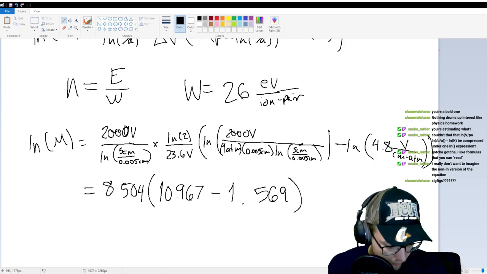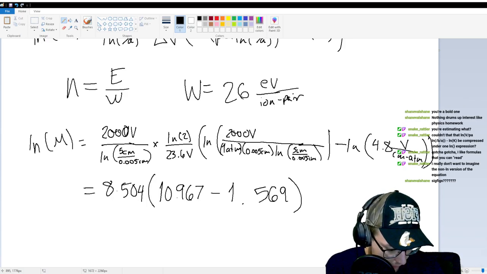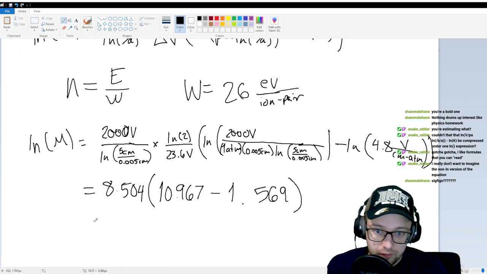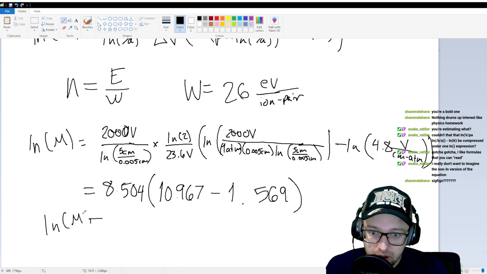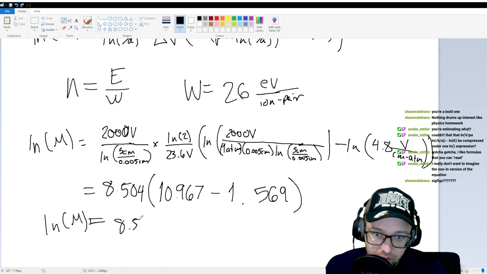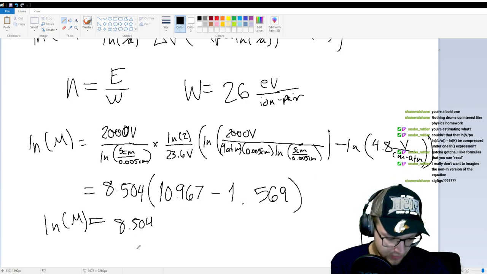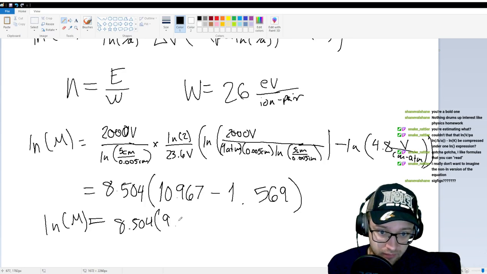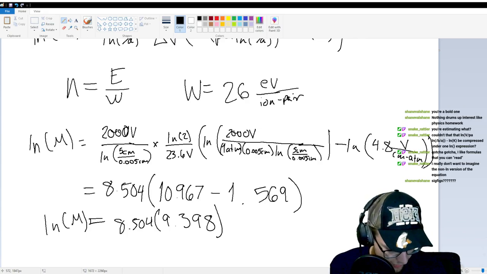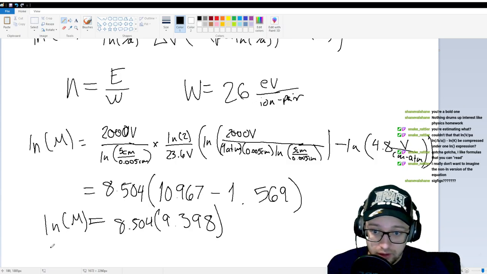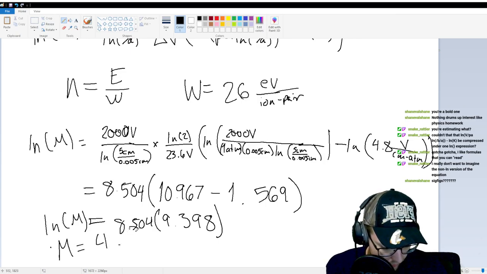1.569. Nice. All right, so now let's just subtract these. Very cool. So that's going to be natural log of M equals 8.504. This should also be unit extent. Okay, cool. And this is going to be times 9.398. All right, let's multiply that together, see what we get, and then take the natural log of that. So that M is going to equal 4.3.